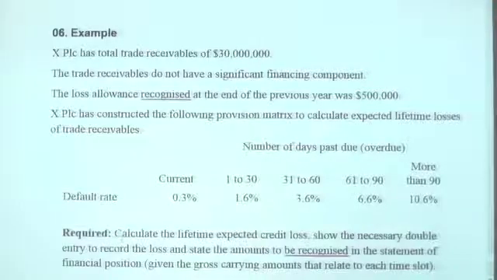Here they have given that for current, only 0.3% will be written off. For 1 to 30 days due, 1.6% you will write off. For 31 to 60 days due, 3.6% you will write off. Likewise, you will write off for each bucket separately.